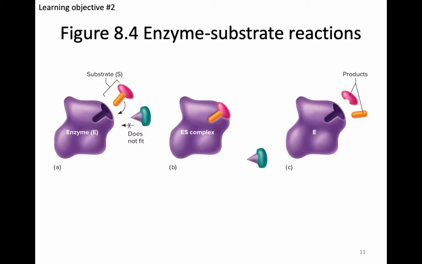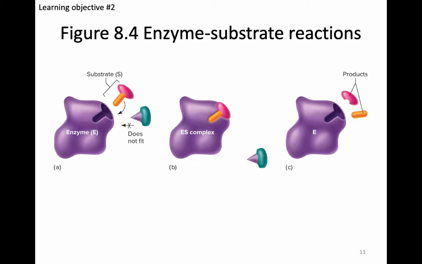So if we look at the interaction between an enzyme and its substrate, we can go to figure 8.4 in the textbook. So in this figure, we have the enzyme as a purple blob. The gap in the enzyme, where there's kind of a hole, is the active site. And the active site of the enzyme is going to have a shape that's specific for the enzyme's substrate. So this substrate is really the reactant in the chemical reaction. It's going to be formed into product. So the words substrate and reactant are synonymous. They mean the same thing.